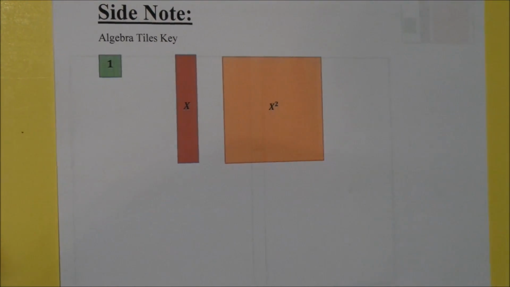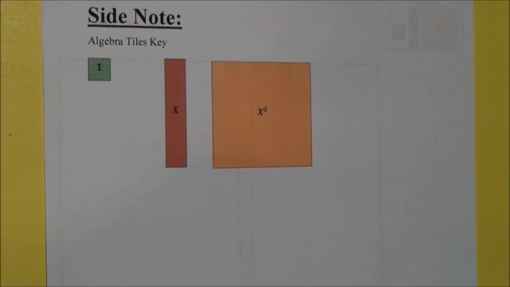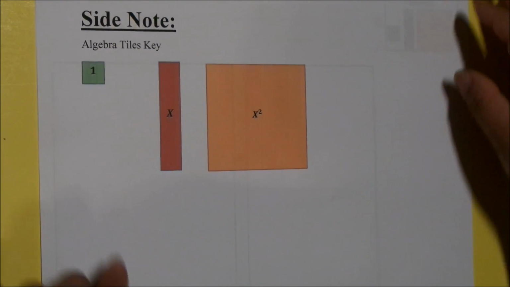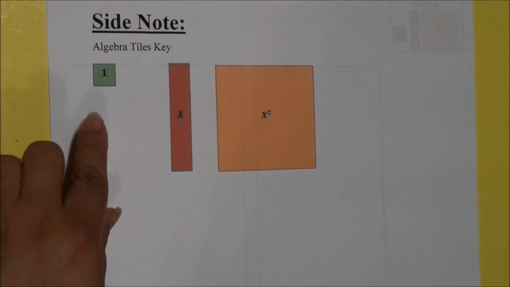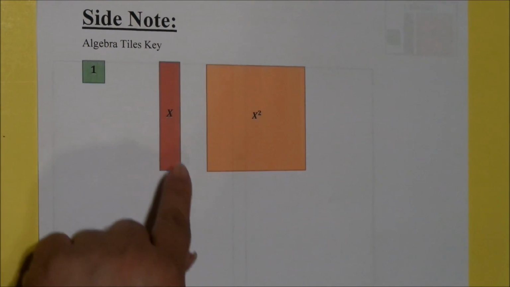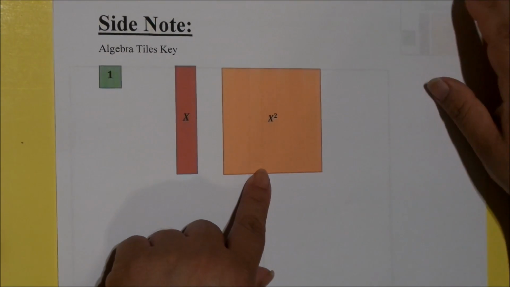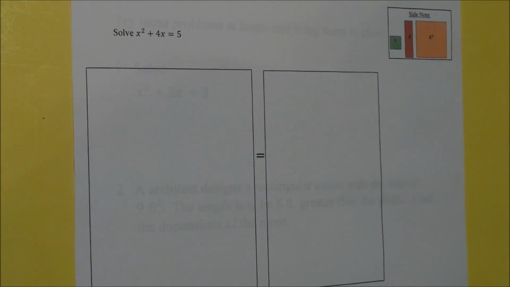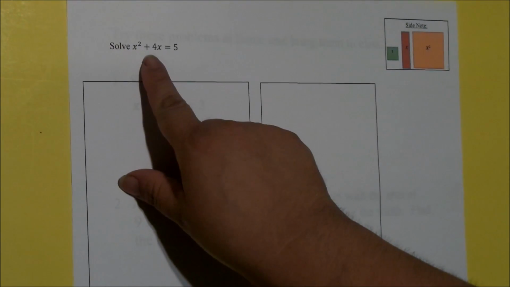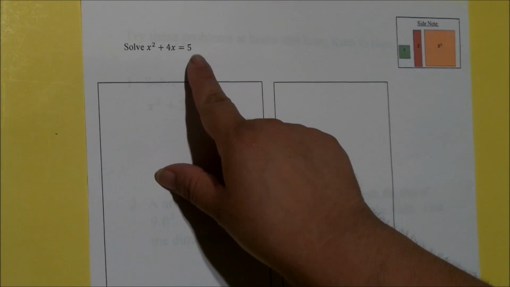To begin, I have a side note for the key of algebra tiles. Let's see what we have for algebra tiles. We have a 1 tile, an x tile, and an x squared tile. So let's begin. We are solving x squared plus 4x equals 5.